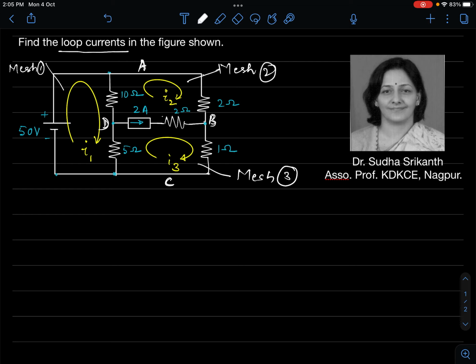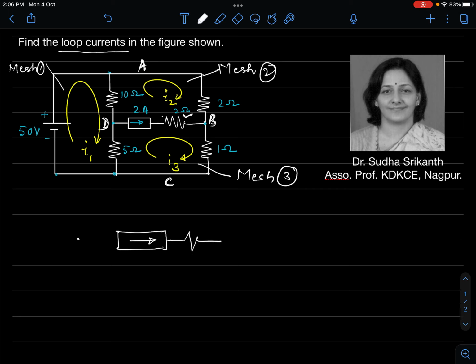That's number 1. Number 2, another thing worth noting is that there is a resistance in series with the current source. This 2 ohm resistance is in series with the current source. When you have a resistance in series with the current source, it doesn't have any role to play. In other words, the current that the current source delivers would always be at the mentioned value.